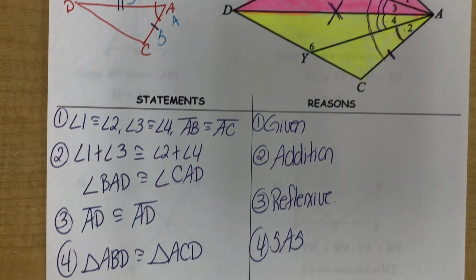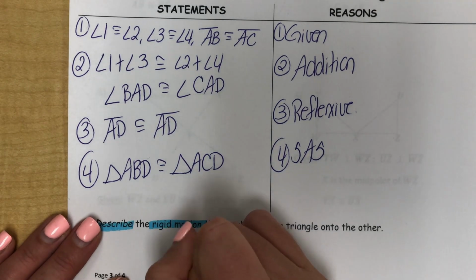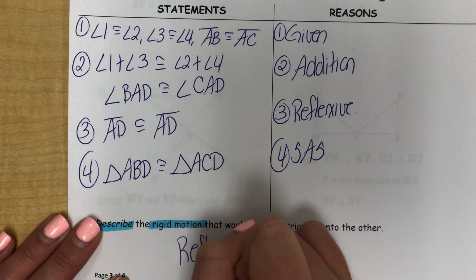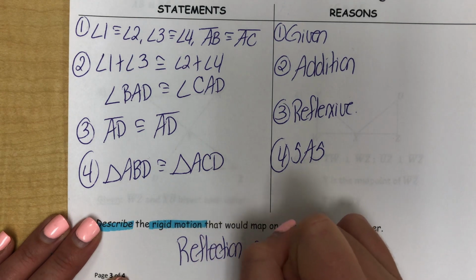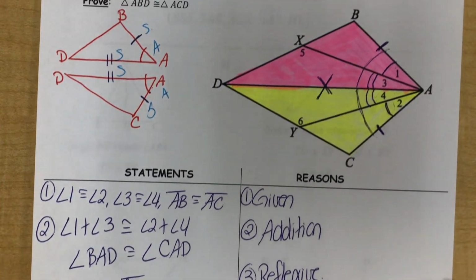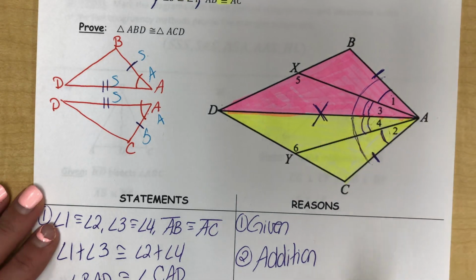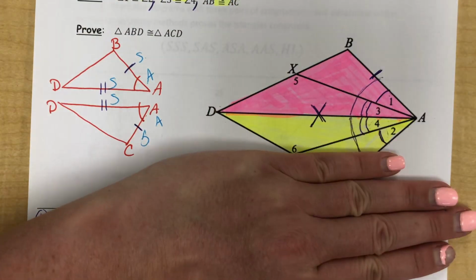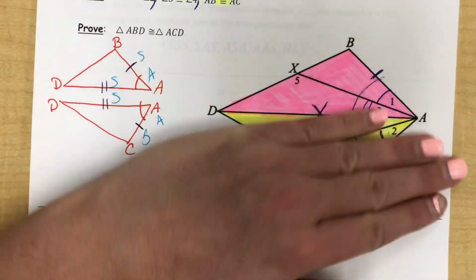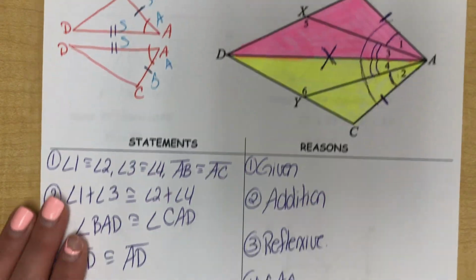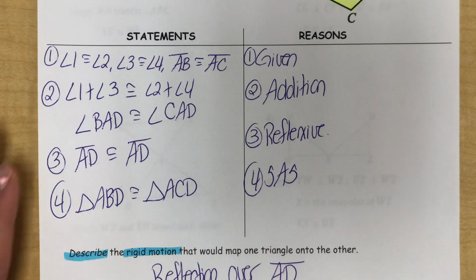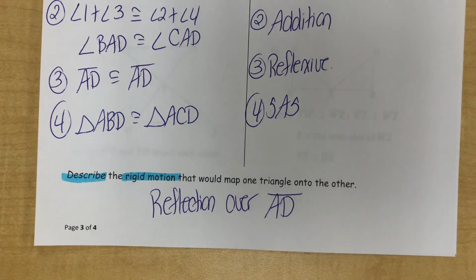So down here, I'm just going to add that on. It's a reflection. You're always reflecting over a line. So what line am I going to jump? Well, I'm going to jump over line segment AD. If I take the pink and I just fold it down onto the yellow, it will reflect right over. So line segment AD, line segment AD. Whoop. And there it is.